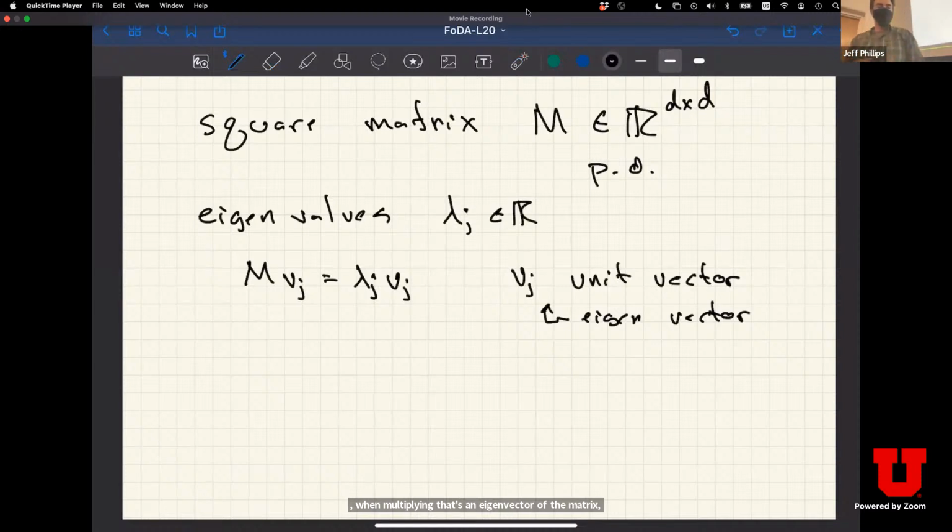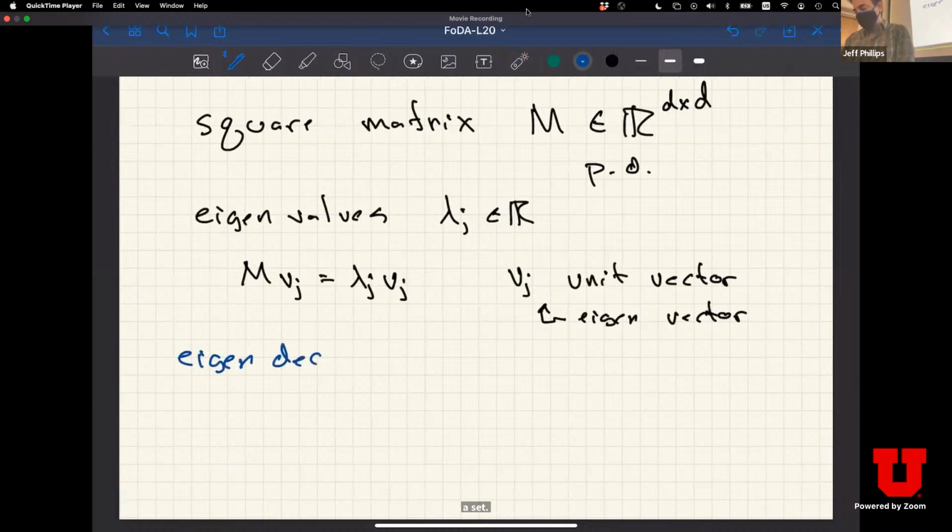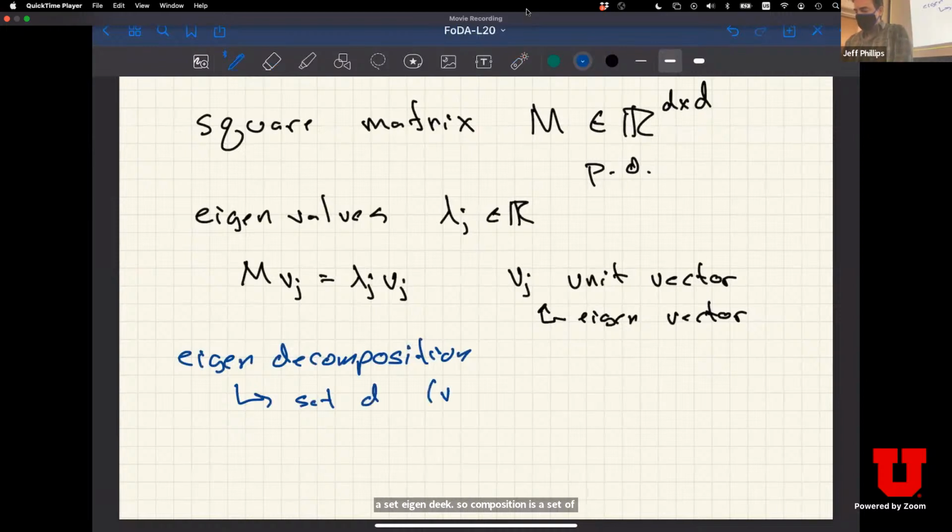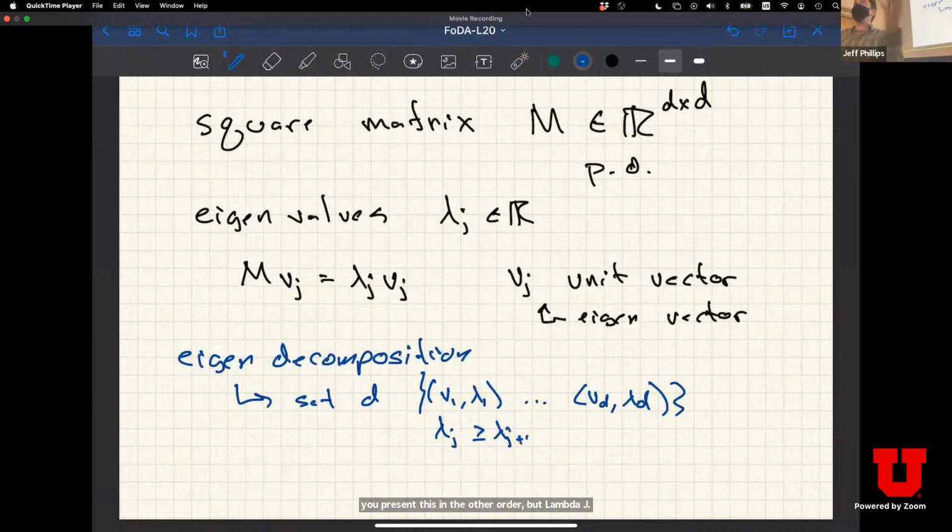Okay, and the eigen-decomposition is giving me a set of D eigenvector and eigenvalue pairs: v1, lambda 1, up to vD, lambda D. I'm going to get this set, and it's going to have the property that, sometimes you present this in the other order, but lambda j is greater or equal than lambda j plus 1. So they're again in a sorted order.